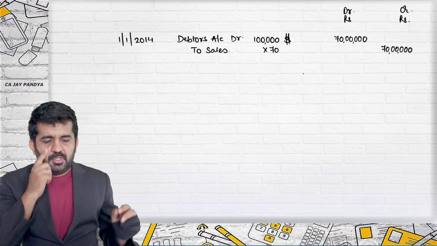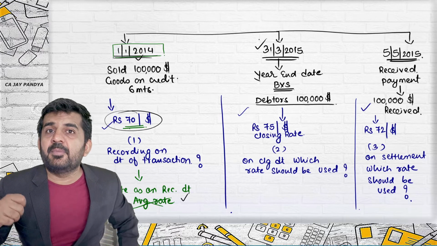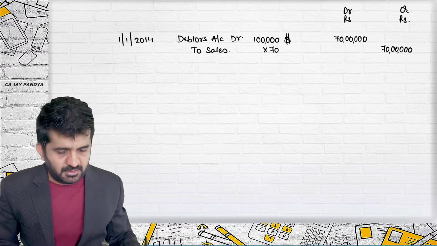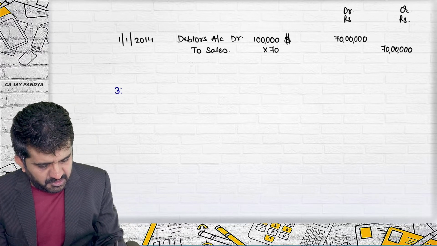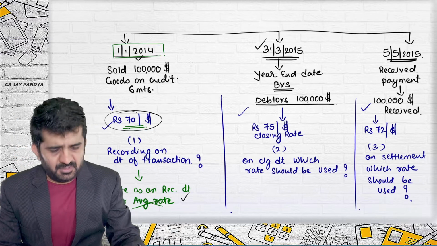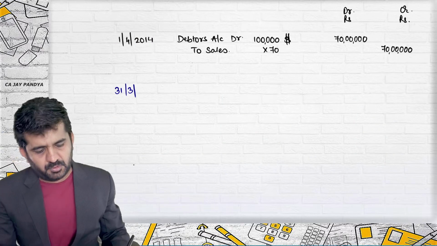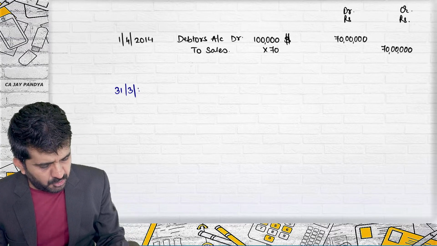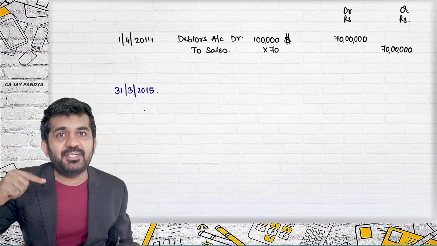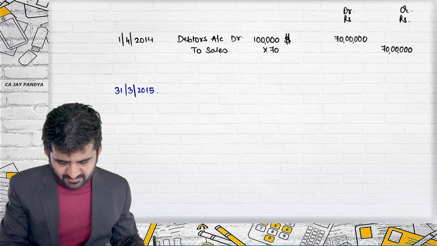Is it all right? On the last date of the year, still the money was not received. The debtor is already debited by 70 lakh rupees. Is it all right? So we are going to the second date, which is 31st March. This is 1/1 or 1/4? This should be 1/4. 1/4/2014. This is also 1/4/2014. So this is 31st March 2015. All right. Now, there are debtors in my balance sheet of how many rupees? 70 lakhs. But it should not be 70 lakhs.